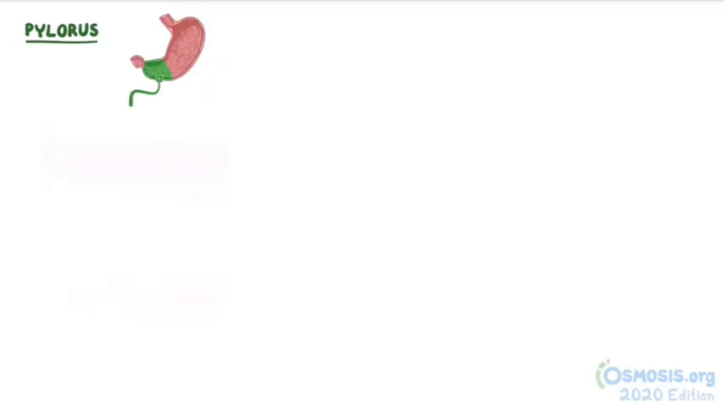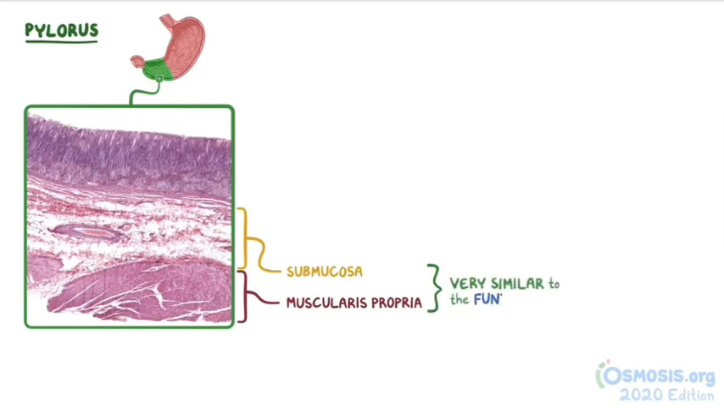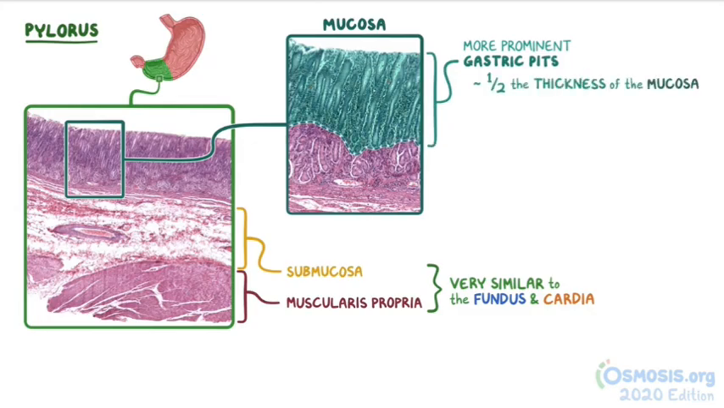Although the serosa can't be seen in this image, the serosa, muscularis propria, and submucosa are all very similar to the fundus and cardia, but the mucosa of the pylorus does have quite a few unique characteristics. The mucosa of the pylorus has more prominent gastric pits that comprise about half the thickness of the mucosa instead of only a quarter or less.